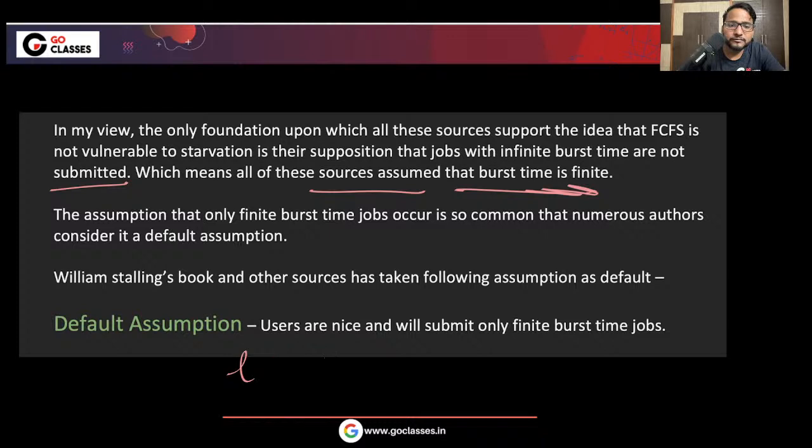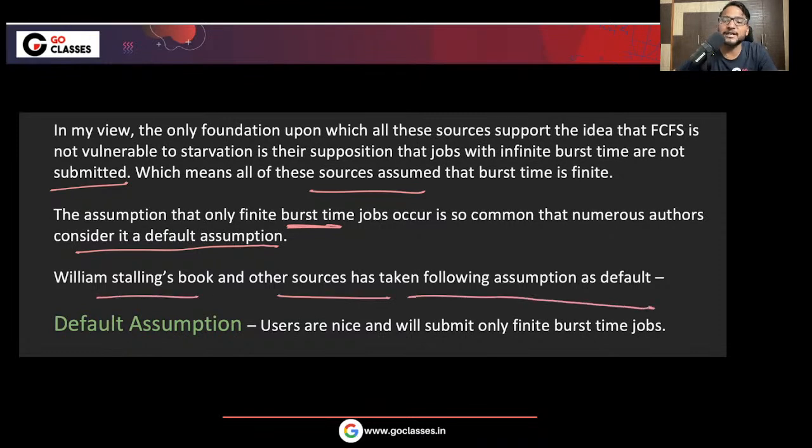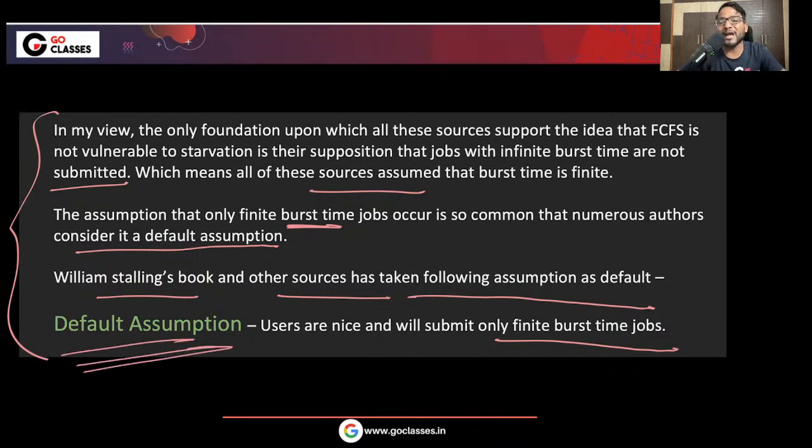Basically, the assumption that only finite burst time jobs occur is so common that numerous authors consider it a default assumption. The William Stallings book and the other sources that I just mentioned have taken this assumption as default. Otherwise they cannot say it. The default assumption is that users are very nice and will submit only finite burst time jobs, right? This is the default assumption that almost every resource I just showed you is making.